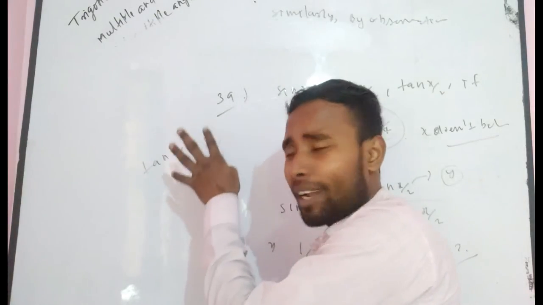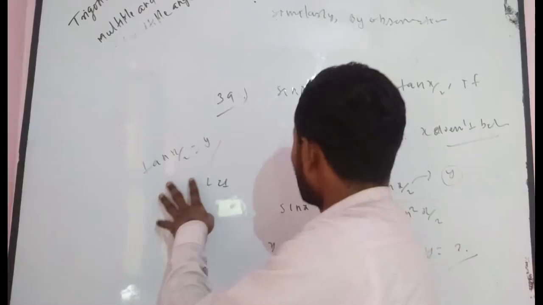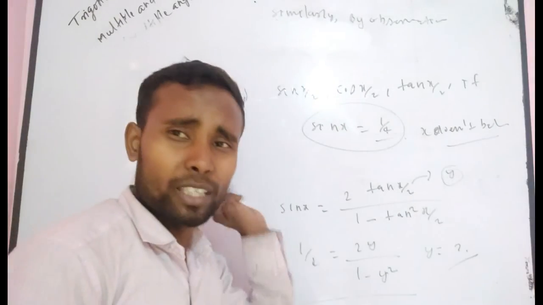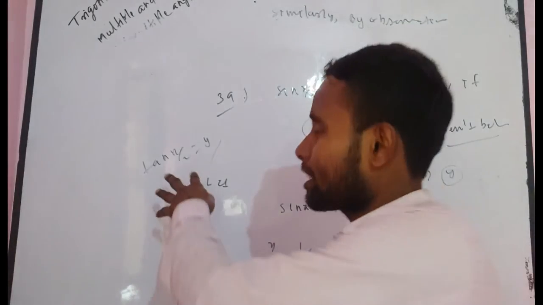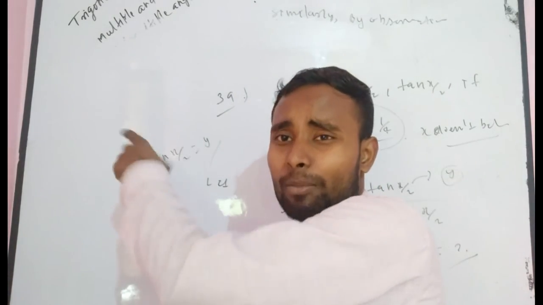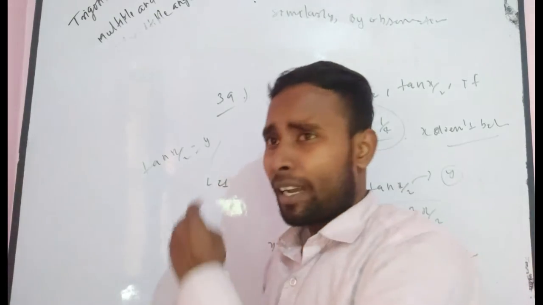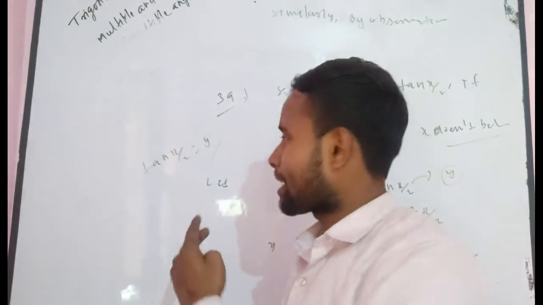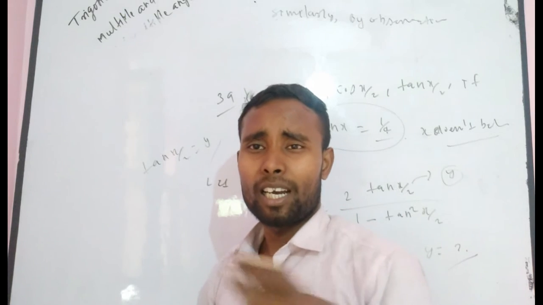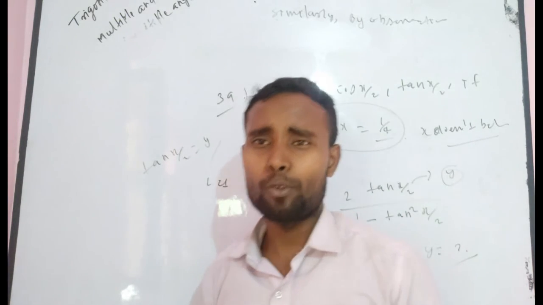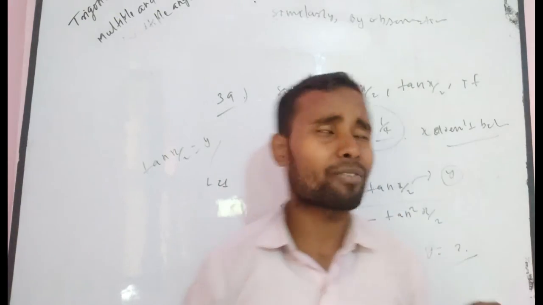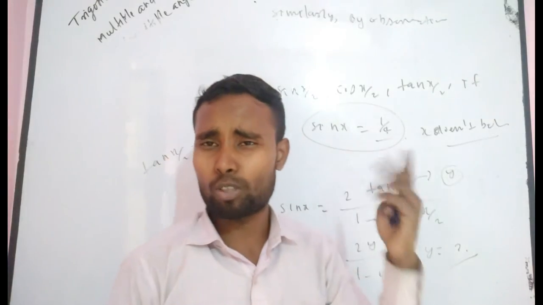Once you get tan x by 2, you have to find sin x by 2 and cos x by 2 with the help of tan x by 2. Whatever value tan x by 2 becomes, it is perpendicular by base. When it becomes perpendicular by base, you can also find the hypotenuse. If you get the hypotenuse, you can find any trigonometric function: tan x by 2, cot x by 2, sin x by 2, cos x by 2.